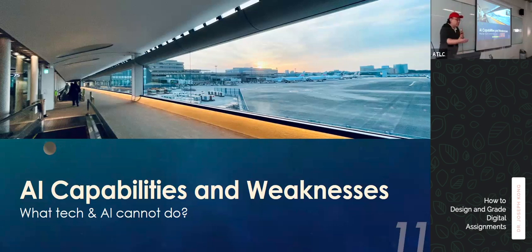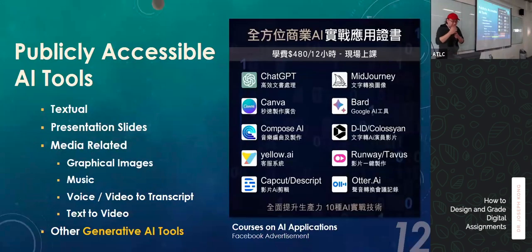Maybe you need to introduce something related to this company. Now, say for example, if you go to Facebook nowadays, they have advertisements on the right-hand side, something like that. 12 hours of training with the price of 480 Hong Kong dollars. You will learn how to use these 10 different AI tools to help you handle your business-related tasks.